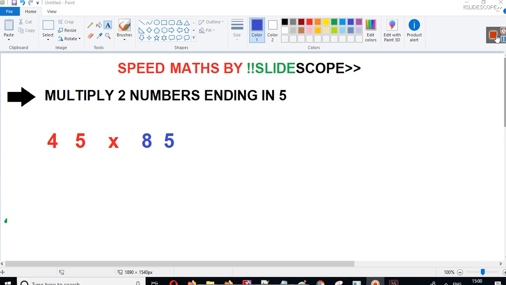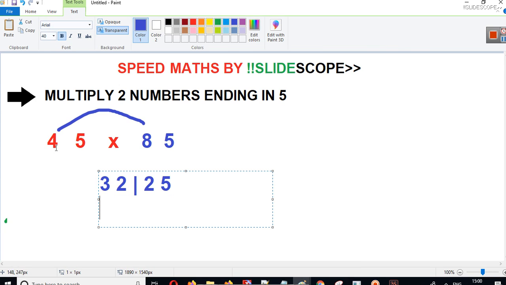In this part, we will discuss multiplying two numbers ending in 5. We will try to find this answer quickly. It is a special case when you have to multiply two numbers that end in 5. Now, first multiply 4 with 8. We have two numbers here, and whatever we do, we first multiply 4 with 8, and 5 with 5 is always 25. So 4 into 8 is 32, and 5 into 5 is 25 always.